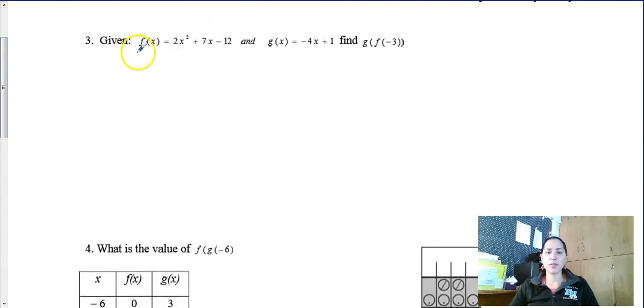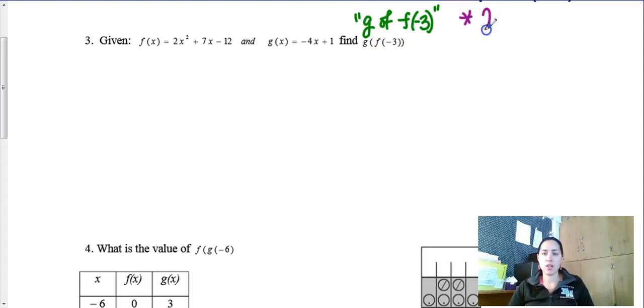Number 3 says, given these two functions, f and g, find g of f of negative 3. Right away, I'm going to ask myself, what does this mean? So g is first. G of f of negative 3. Ooh, this is new. So, with one that I actually have a value, like this is a legit number, negative 3 is getting plugged in, this is going to be a 2-part process.